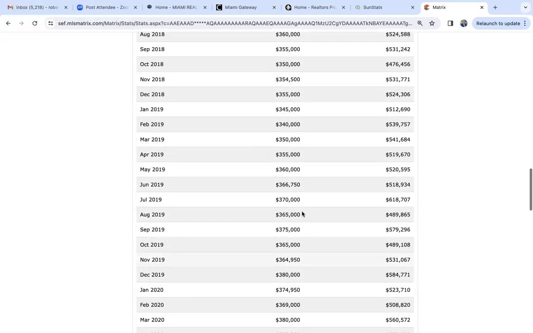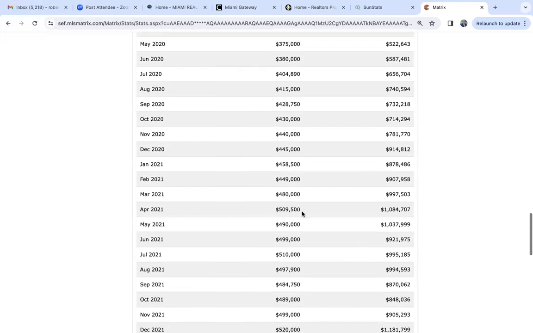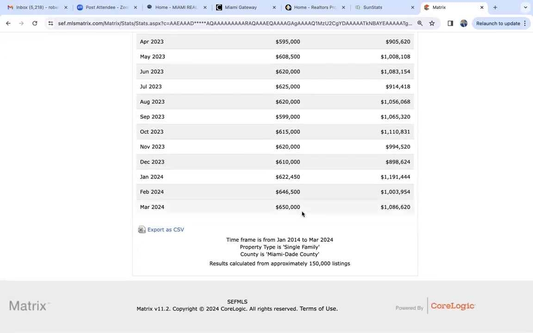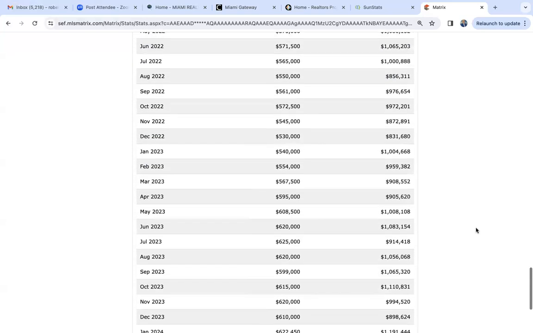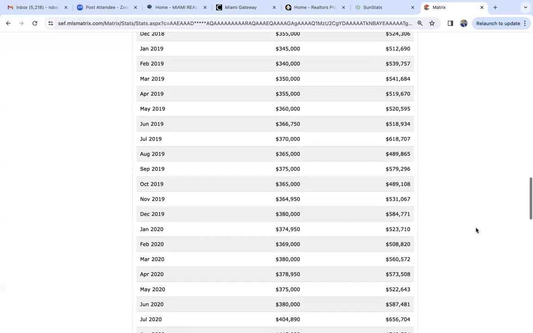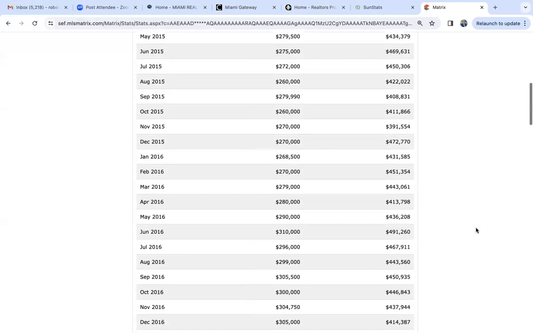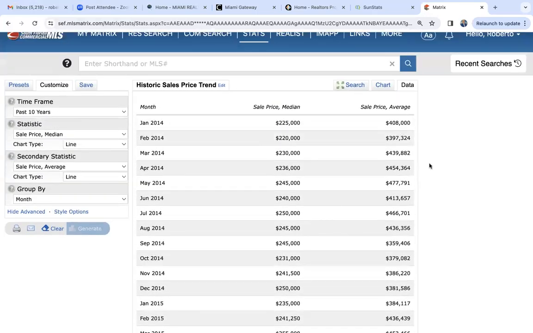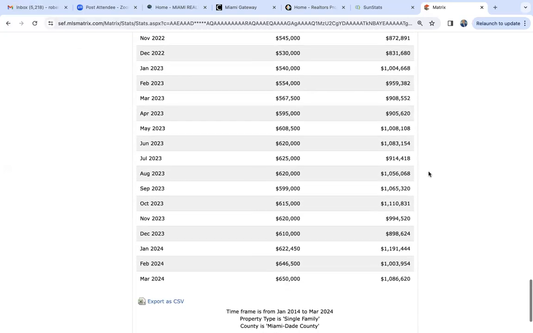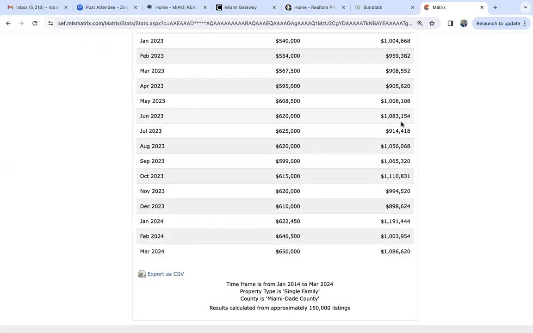And I don't quite remember it being so high, even through the years of 2004, 2005. So it is pretty much at the highest point that I've ever seen in Miami-Dade County for a single family home. Where are we with average prices? Well, we started 10 years ago at $408,000, and it's gone up and down during the last year.